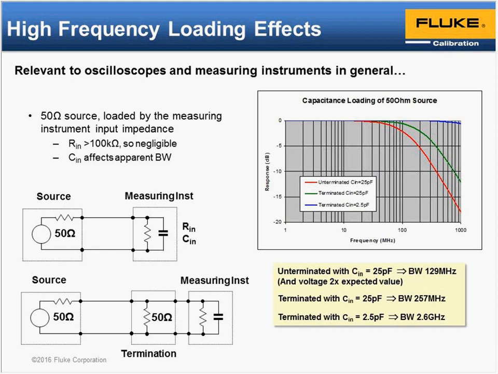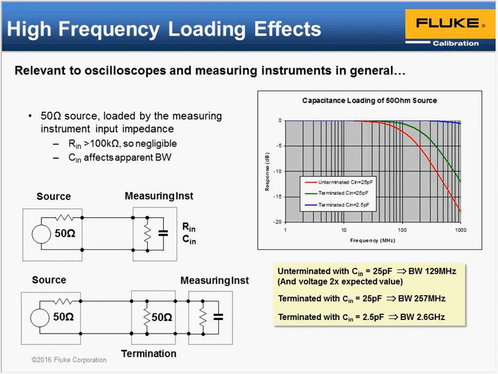Take a look at the chart on the right-hand side, and you'll see what I mean by the equivalent bandwidth. What I've done there is plot out the response of the circuit for different values of capacitance. Assuming a typical value of 25 picofarads, that might be the sort of thing we get for one of the lower frequency scopes, maybe in the 50 to 100 megahertz region.